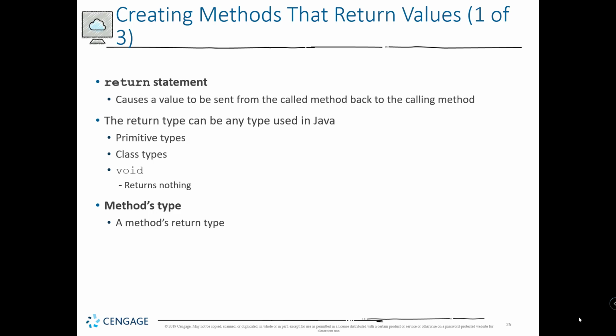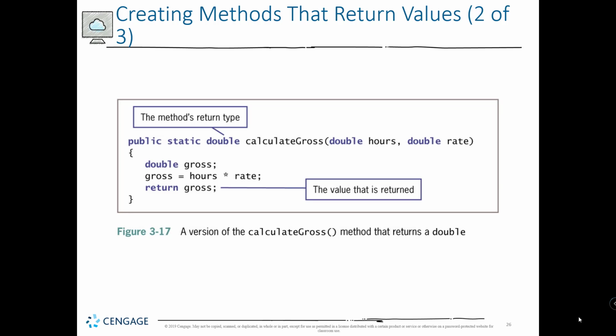So let's take a look at this. The method's return type is a double. It does not say public or private. It just says double. So we know that we can, at this point, have a return statement. In fact, a return statement's required. And it'll be returning a double.